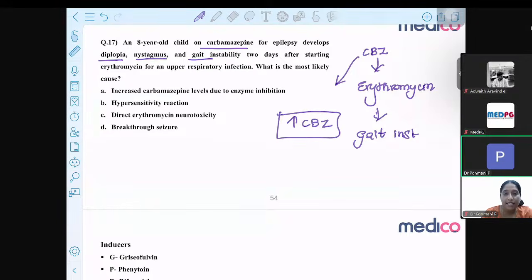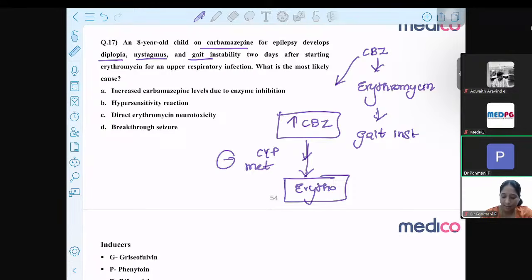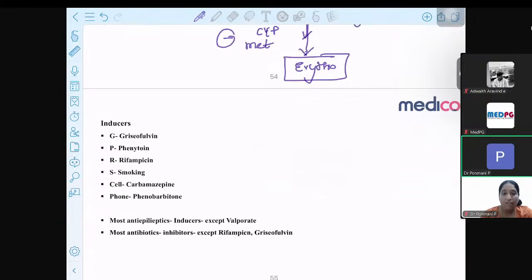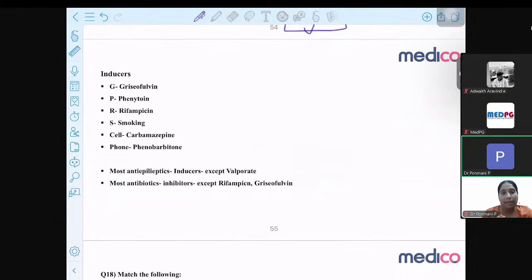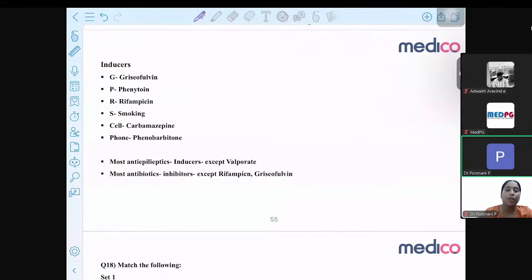Why is there an increase in the level of carbamazepine? Because the cytochrome enzyme, which is metabolizing carbamazepine, is inhibited here, which leads to an increase in the carbamazepine level. And what is the inhibitor here? It is erythromycin. Okay, so you need to know the list of inducers and the inhibitors. You should remember either the inducers or the inhibitors, and it is easier to remember the inducers here. So what are the inducers?